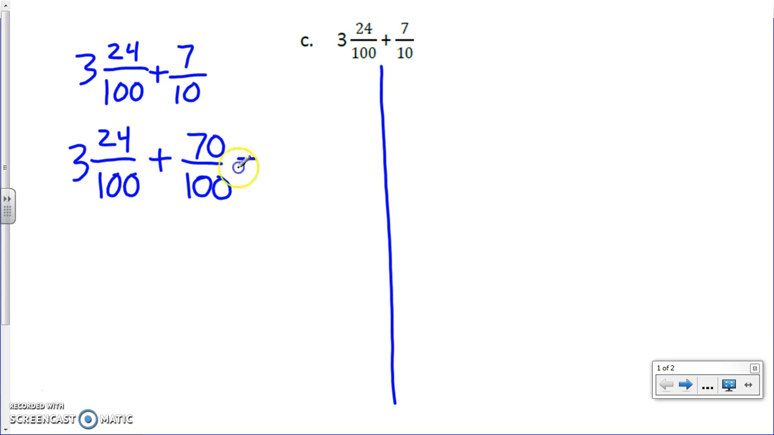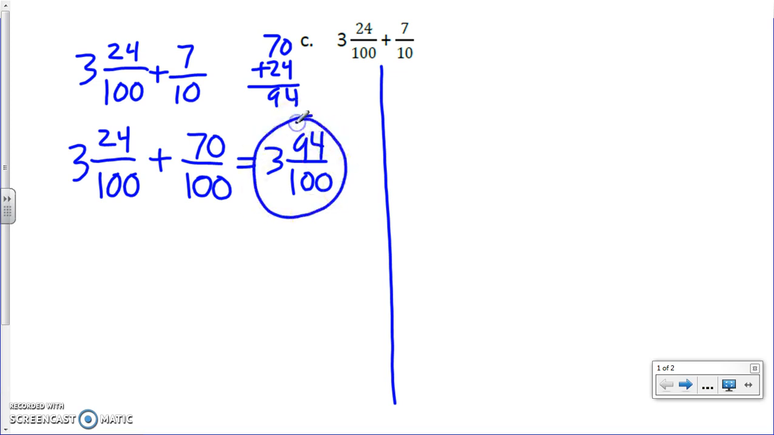Now what I'm going to do is add these. So first thing I look at is I have a whole number of 3 over here. I don't have any whole number over here, so I'm just going to keep 3 there. I know my denominator is 100. This is review from earlier this year, so I'm not spending too much time on it. Now I need to add 24 plus 70. If I need to, I can do it on the side. 0 plus 4 is 4. 7 plus 2 is 9. So it's 94. So my final answer is 3 and 94 hundredths. Now I'm going to circle that. When we do it on the other side, you're going to notice something interesting.